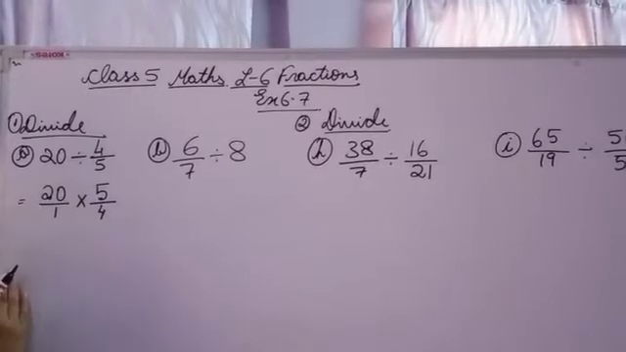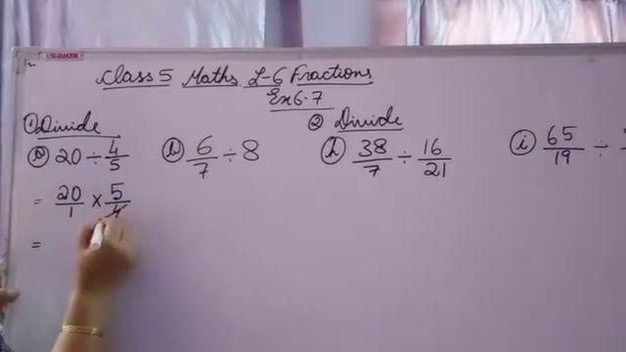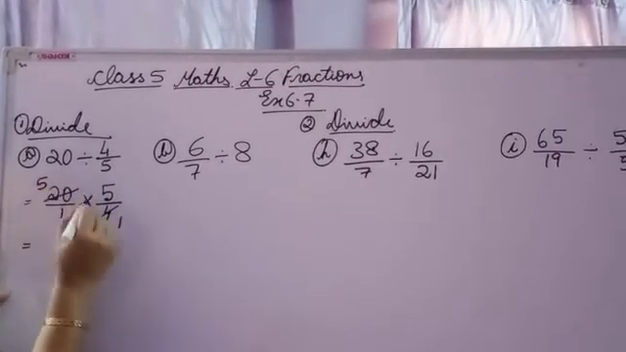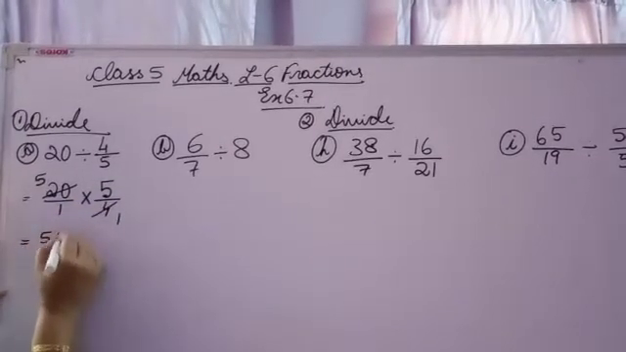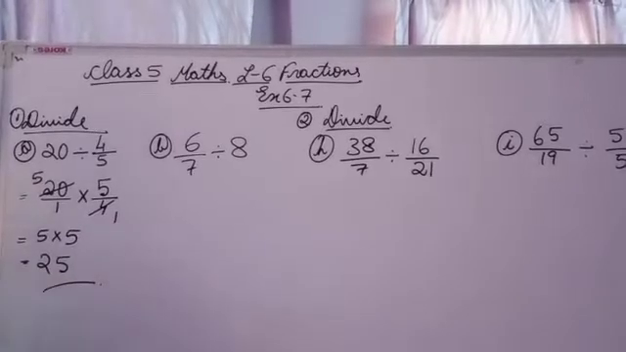So now how can we reduce to the simplest form? This 20 and 4 I can cancel. 4 1 times, 4 5 times. So 5 into 5. What is left in the numerator? 5 into 5 is equal to 25.